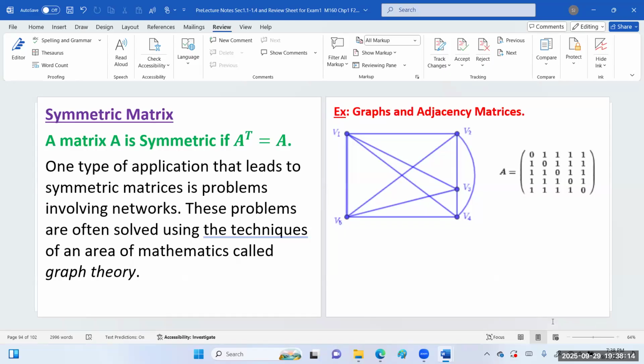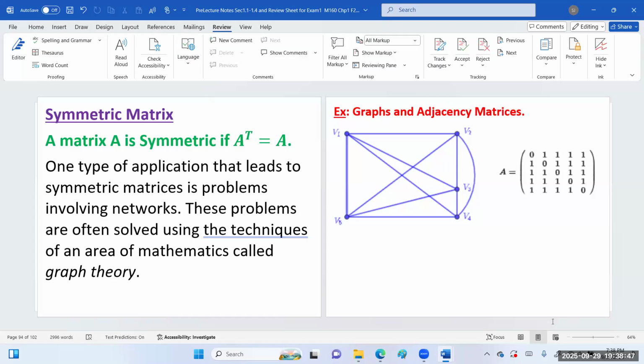The purpose of this is to show you what type of matrix is a symmetric matrix. A symmetric matrix is a matrix whose transpose is the same as the original one. So if A transpose equals A, then A is a symmetric matrix. One example of a symmetric matrix is this adjacency matrix. We get adjacency matrices from reading a graph.